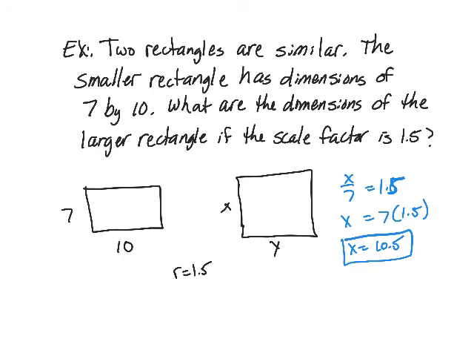So you can set it up with a proportion, or you can just know that, like for the next dimension, I take 10, I multiply it by the scale factor, 1.5, and you're going to get 15. So those are the two different ways you can do it. And that is basically the types of examples you should see in your textbook or your bookwork today, using scale factors and proportions to find the missing sides of similar shapes.